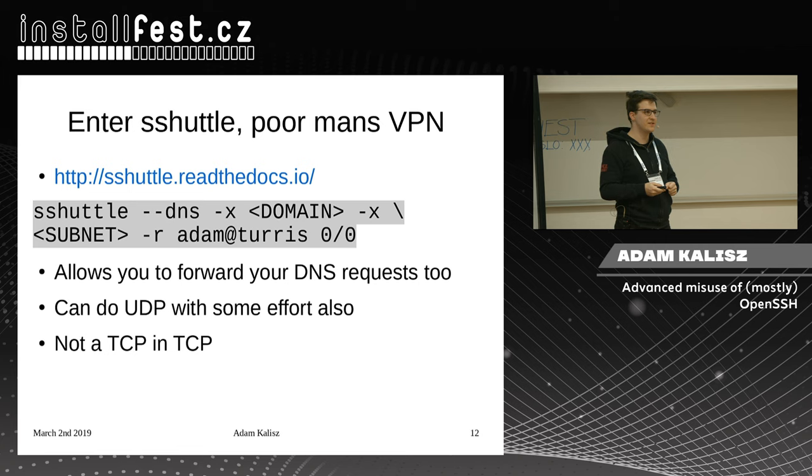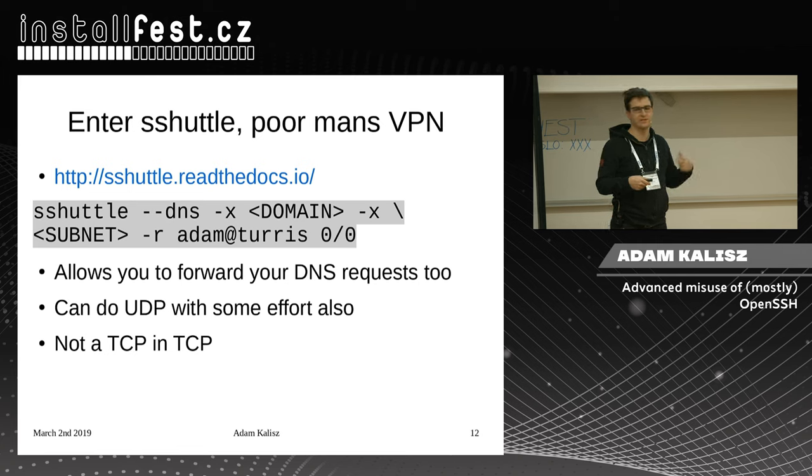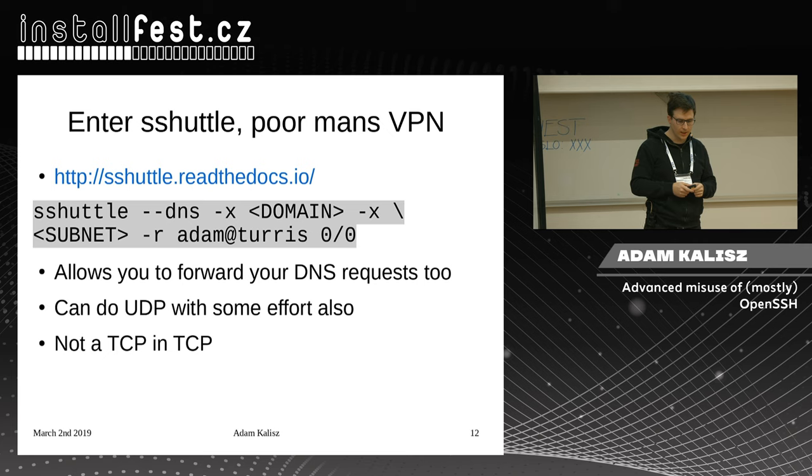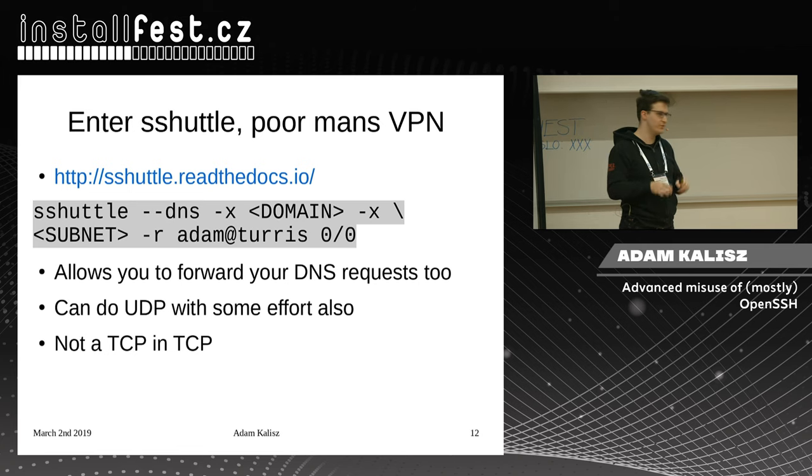But for instance, there is a piece of software in nmap called nping, and then you can use basically TCP SYN pings, for instance, and that works also. The software can support UDP with some more effort, but if you just do apt-get install sshuttle, then this is what would work out of the box without any further configuration.